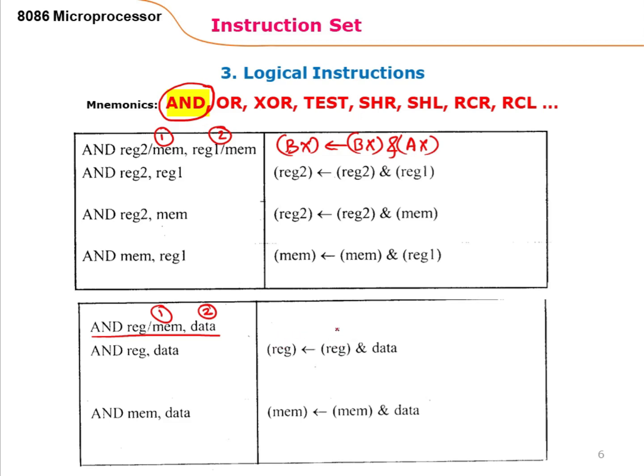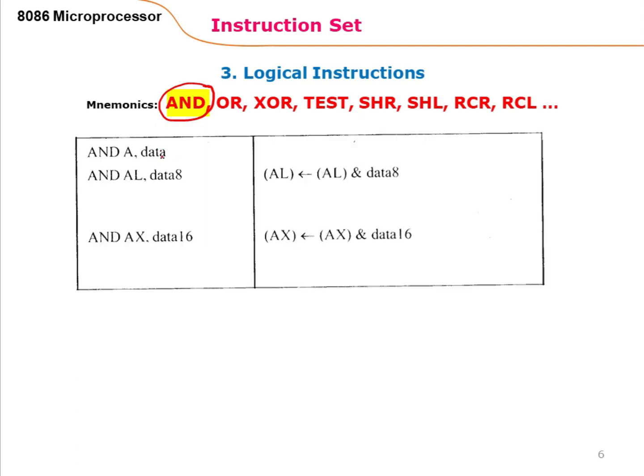Here suppose we take register BX ANDed with data, say 0A hex. The result will be stored in the BX register. In this way the operation occurs. The immediate data can be 8-bit data or 16-bit data. Whenever we use this instruction on 8-bit data, we have to use an 8-bit register, and whenever we use 16-bit data, we have to use a 16-bit register.